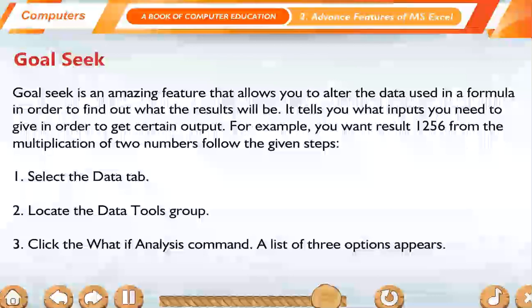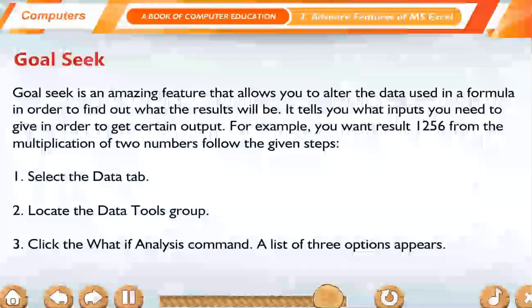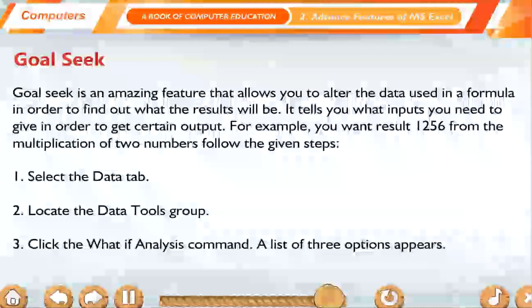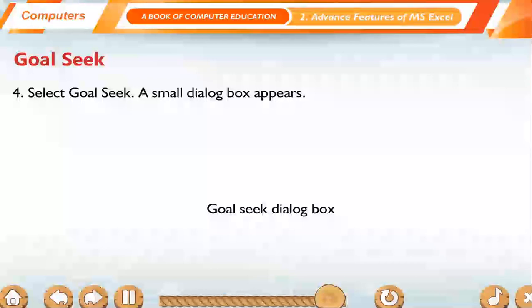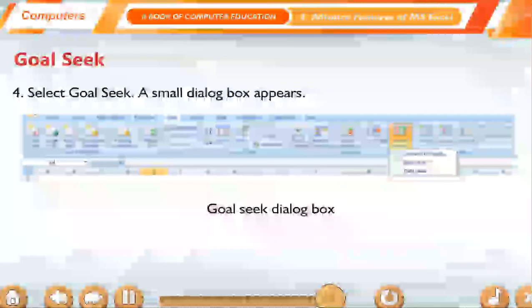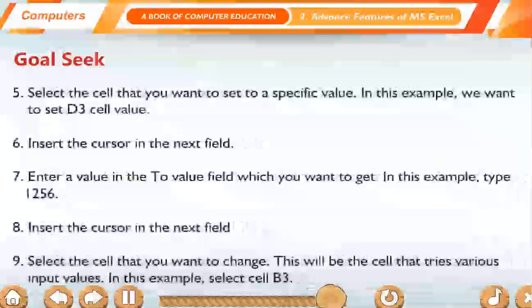Follow the given steps. Select the Data tab. Locate the Data Tools group. Click the What If Analysis command. A list of 3 options appears. Select Goal Seek. A small dialog box appears.